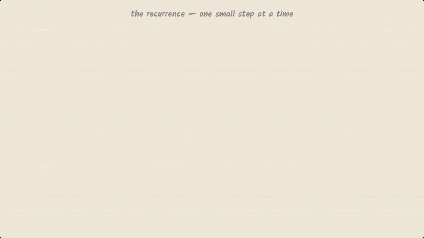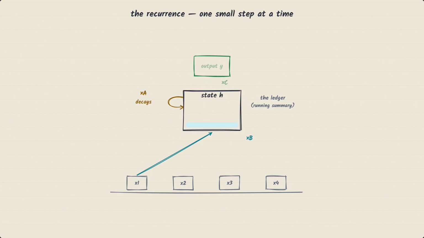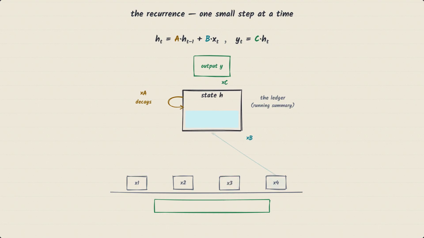Let's actually watch the state space model work. It carries a hidden state. Think of it as a running ledger. Each token comes in, gets scaled by a matrix B, and added to the ledger. The ledger itself decays a little each step by a factor A. And to read an output, you project it out with C. One token, one small update. No looking back. Everything you know is already folded into that state.